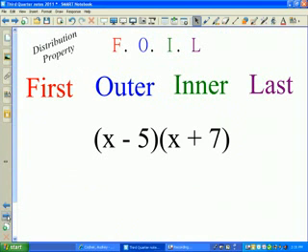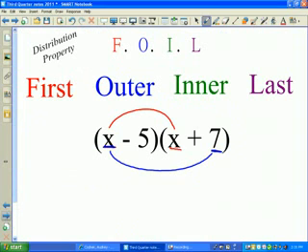Okay? How we distribute. So in traditional, we said the first. First means the first terms in each of the parentheses. So the first term in this first parenthesis is x. The first term in the second parenthesis is x. So that means when we're doing the first, we want to multiply those two first terms together. The outer means the extreme. So again, the x is the extreme for the outer, but this time the 7 is the extreme to represent the outer. Now the inners will be the inside version.